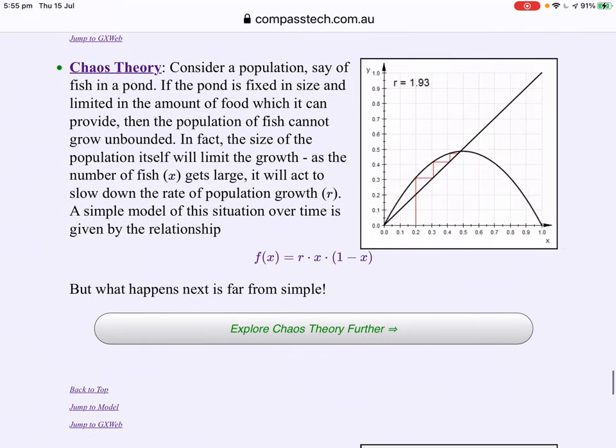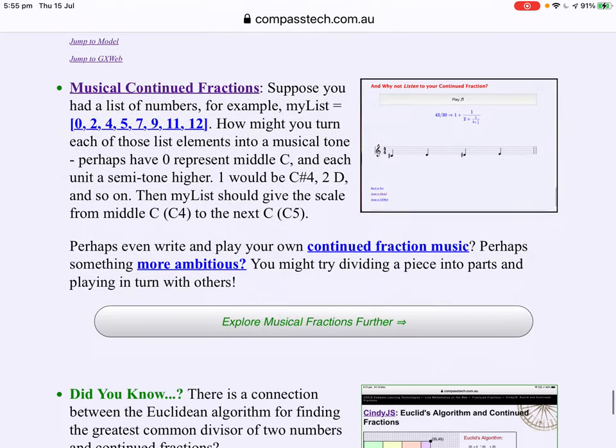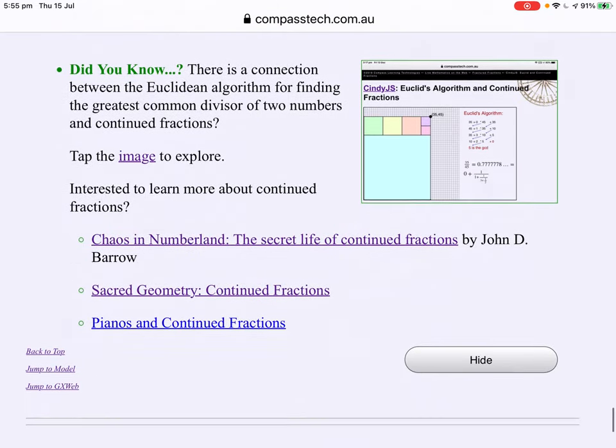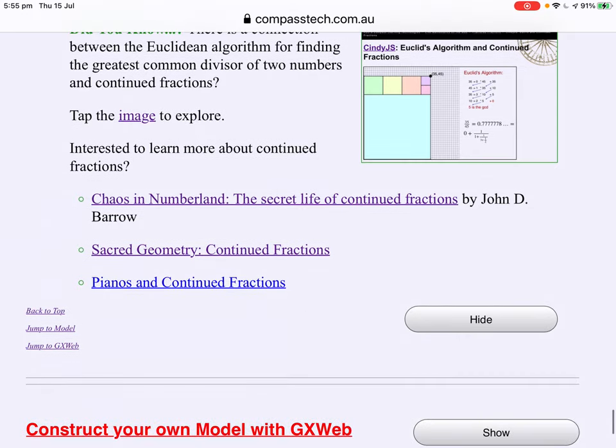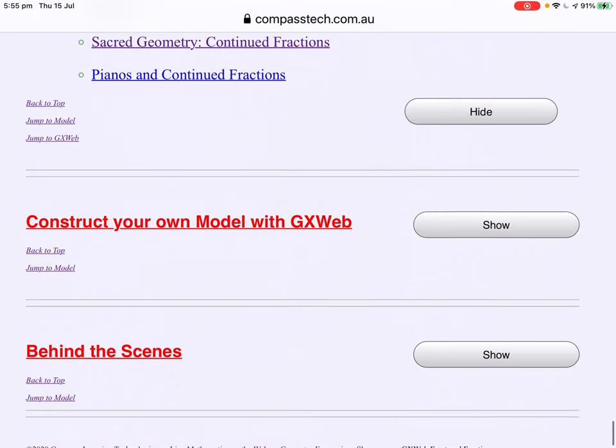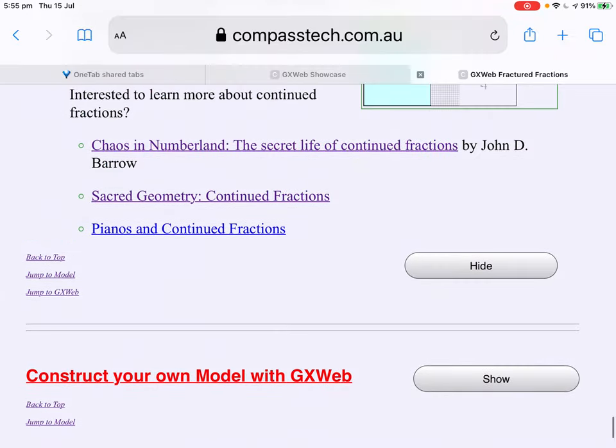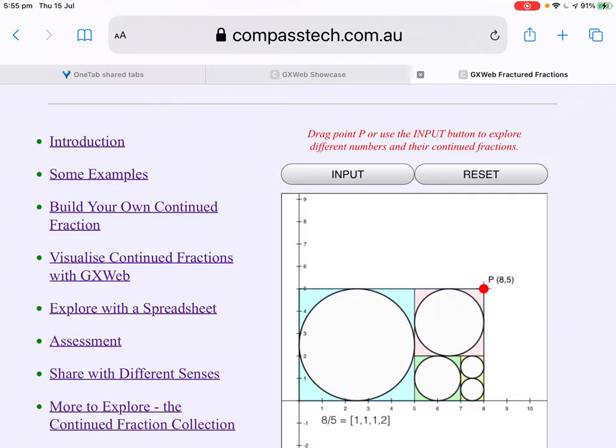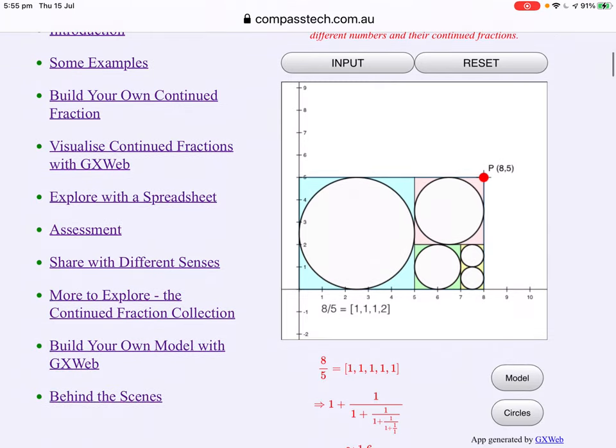Even chaos theory touches continued fractions. So there's a wealth of exploration and interest here for students and teachers to explore this amazing topic. And believe me, once you've started to delve a little bit into continued fractions, you will never look at numbers quite the same way again.